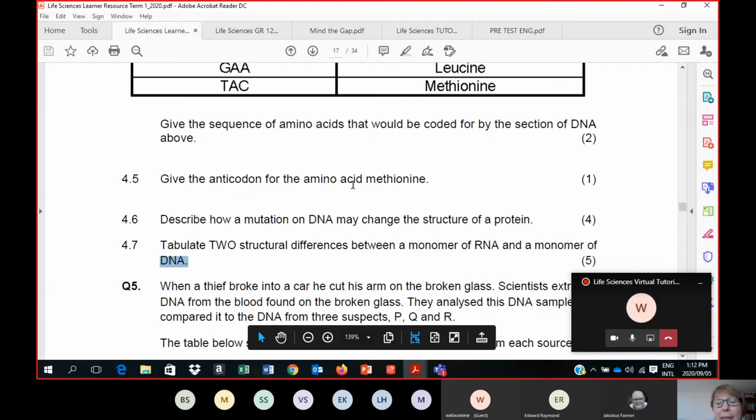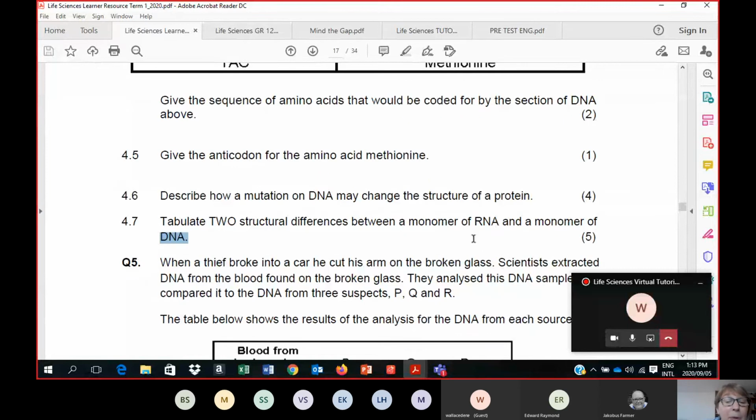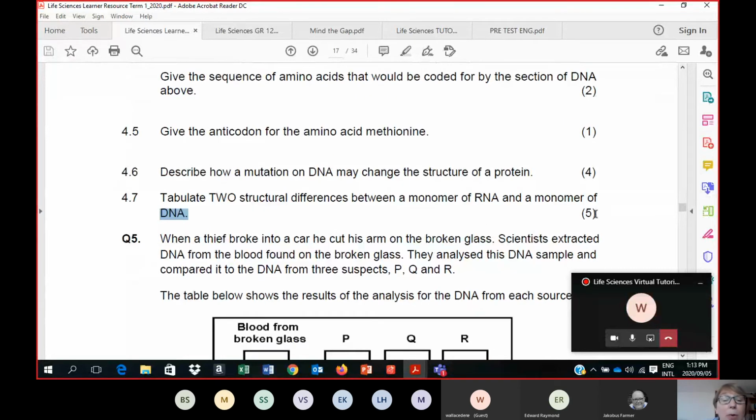RNA and another heading DNA, and then we know that the sugar in RNA is ribose, whereas the sugar in DNA is deoxyribose. And then we also know that DNA has the nitrogenous bases adenine, thymine, cytosine, and guanine, whereas RNA has the nitrogenous bases adenine, uracil, cytosine, and guanine. So there we've tabulated the differences. You'll see it's 5 marks, so you also get a mark for drawing the table.